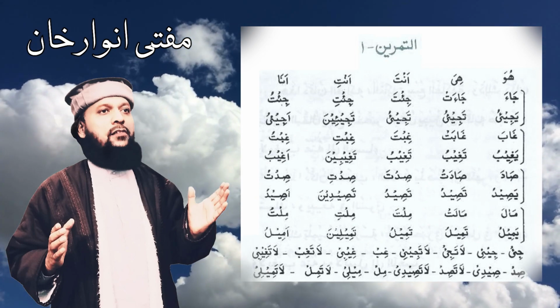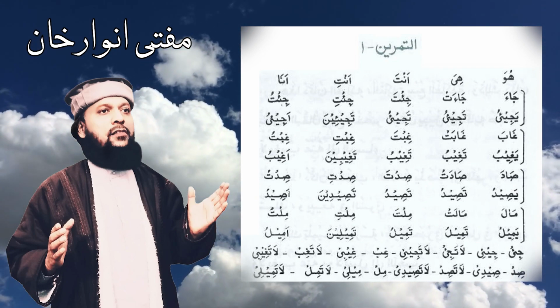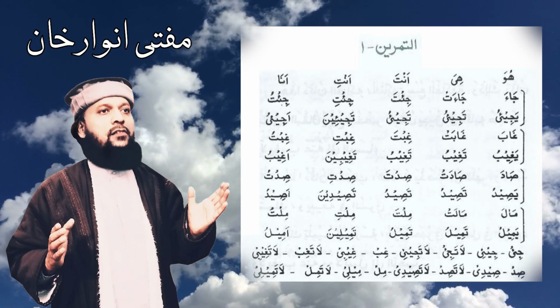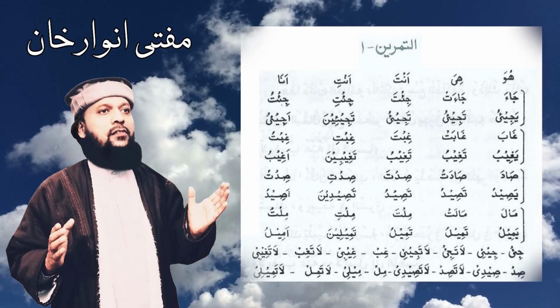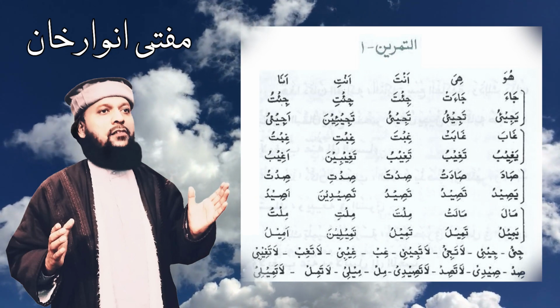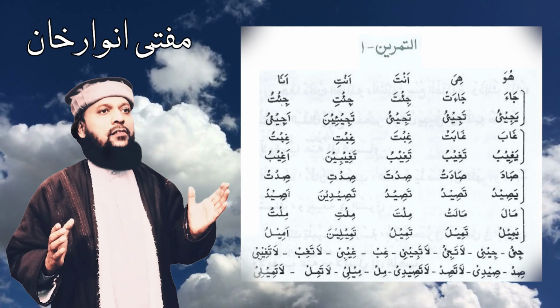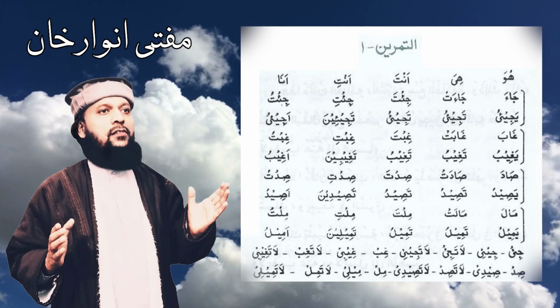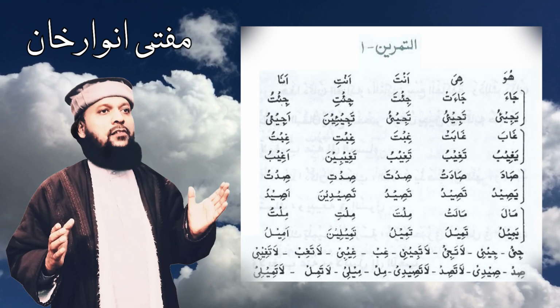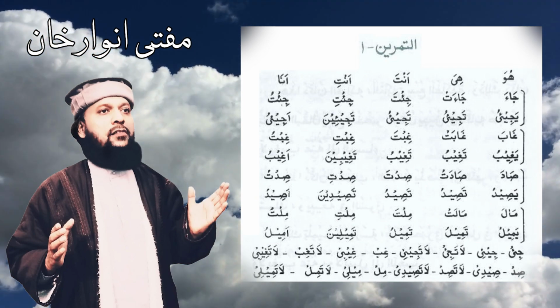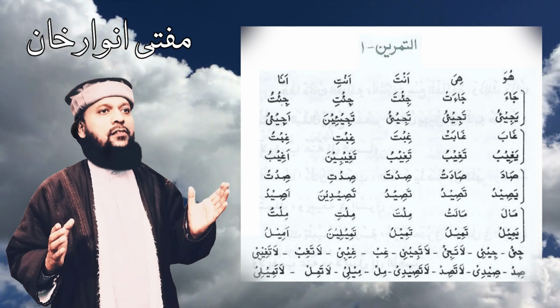And Yamilu, he is inclined. Tamilu, she is inclined. Tamilu, you are inclined. Tamilina, you feminine are inclined. Amilu, I am inclined. And then you have Fi'lul Amr. Ji meaning come. Ji, you feminine come. La taji, don't come. La taji, don't come. Ghib meaning be absent. Ghibi, you feminine be absent. La taghib, don't be absent, masculine. La taghibi, don't be absent, for feminine.